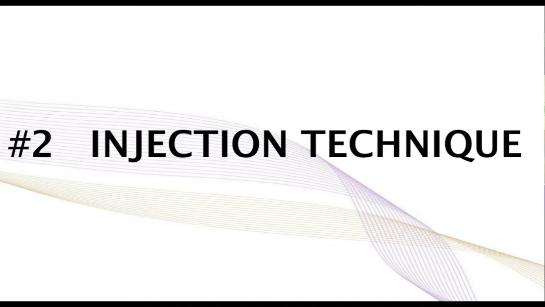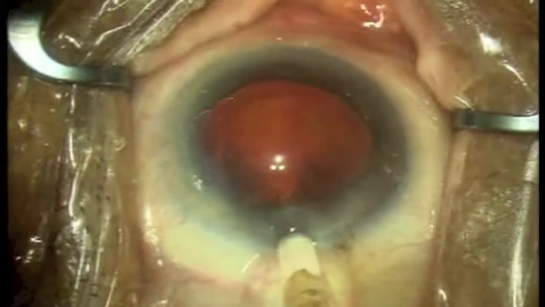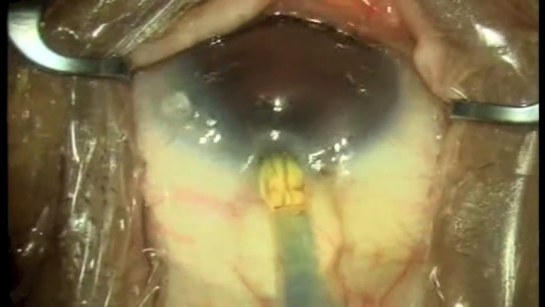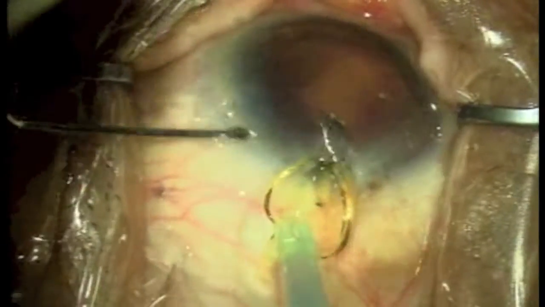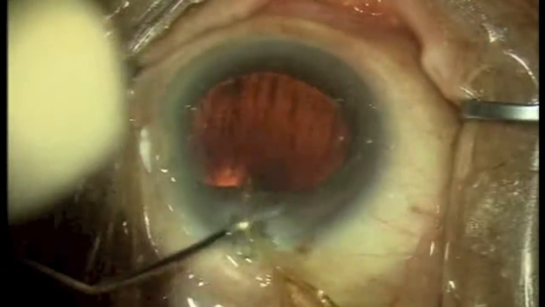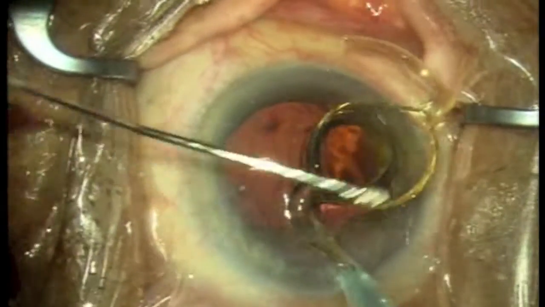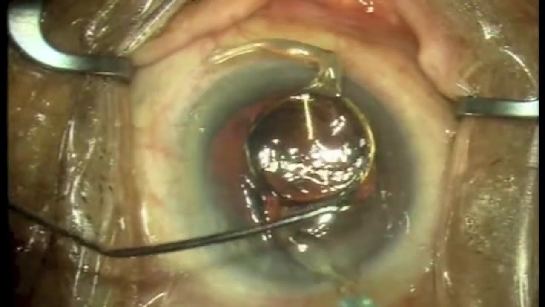The second pearl is to pay attention to the technique of IOL injection. As shown in this example here, a preloaded intraocular lens was inadvertently and prematurely released from its cartridge and ended up outside the eye.